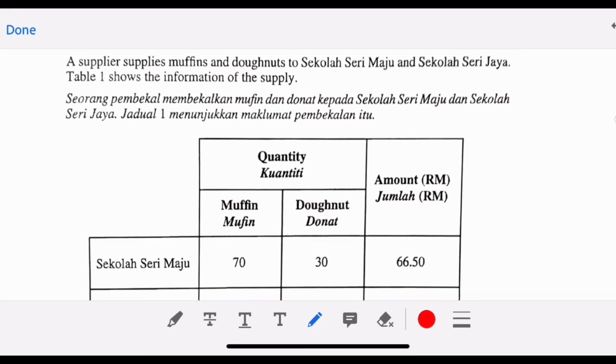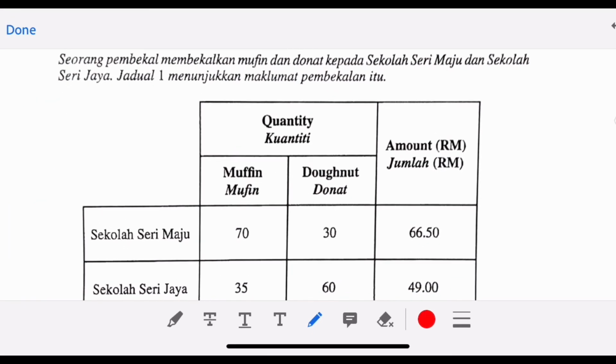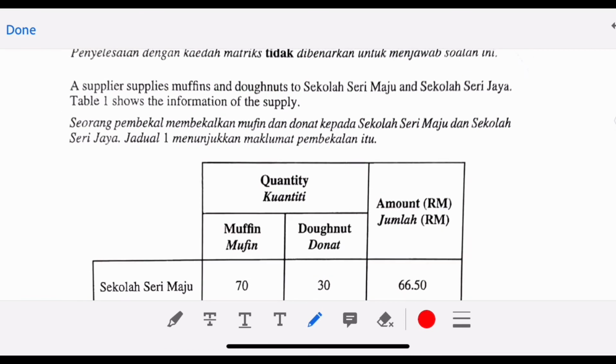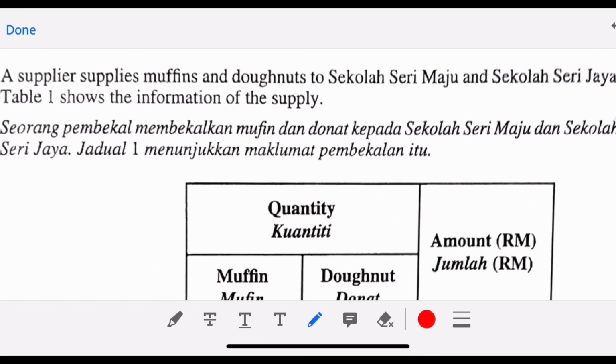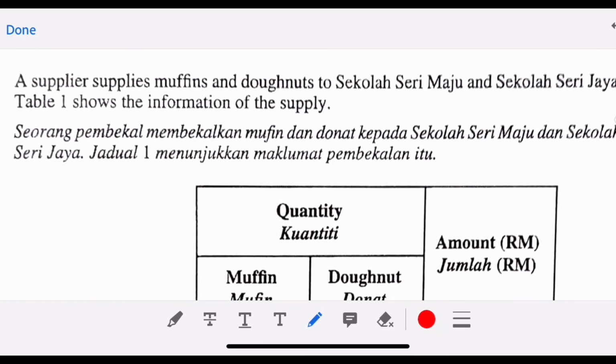Okay guys, finally I prepare just one question for you to attempt on your own. Please read the question carefully and try to work out the equation and solve the equation simultaneously, either using substitution or elimination.